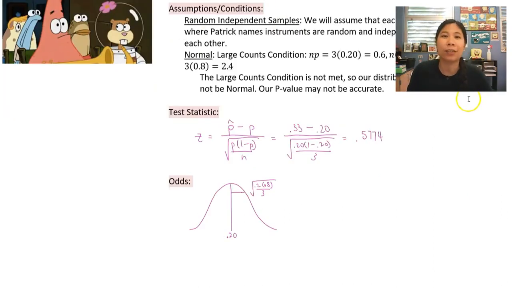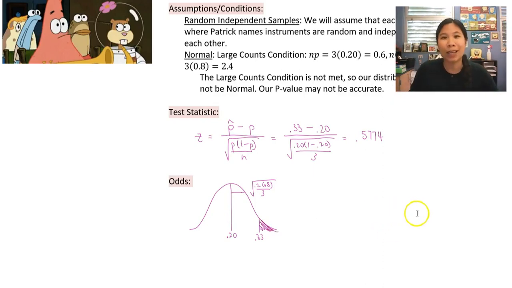So again, when we calculate our odds, it's based off of the normal curve. I've labeled my mean and standard error for my normal curve here. Remember, we are trying to test for the observed sample statistic, which we got, 0.33. So 0.33 falls to the right of 0.20, the mean. And remember, we're always shading away from the mean, so we're shading to the right.